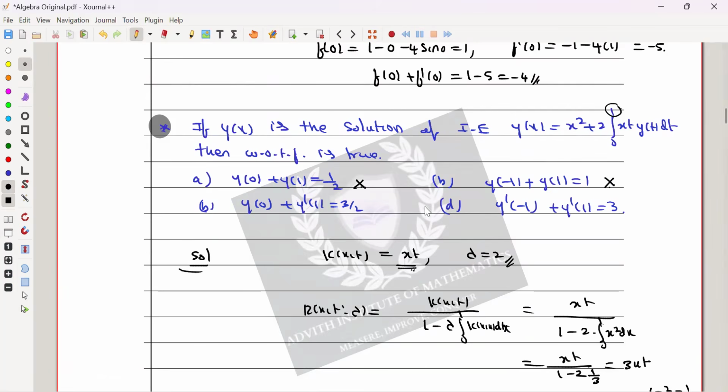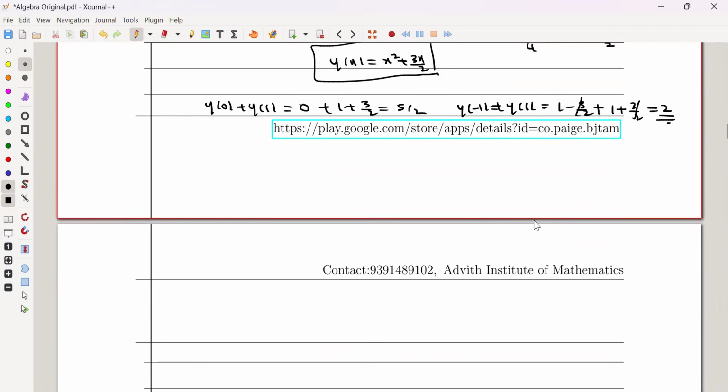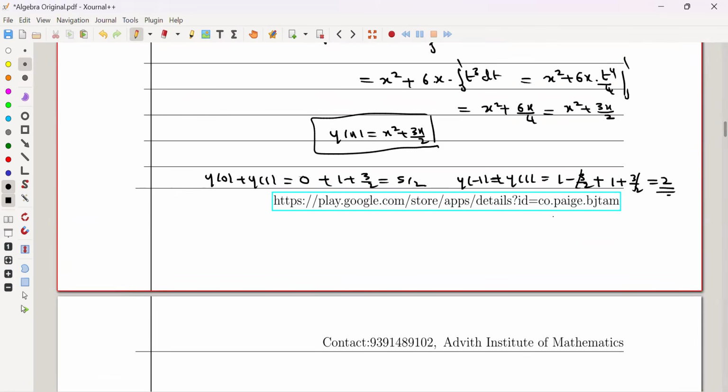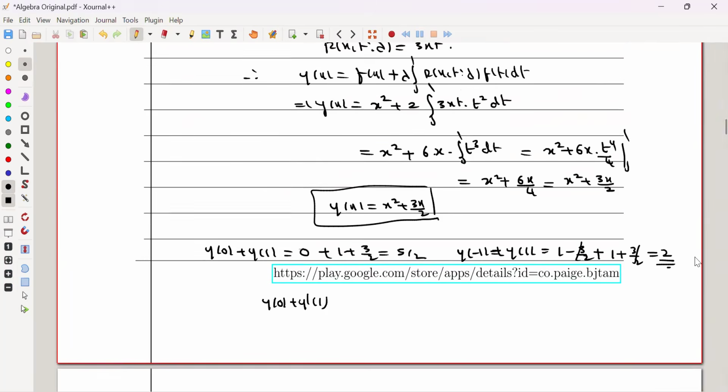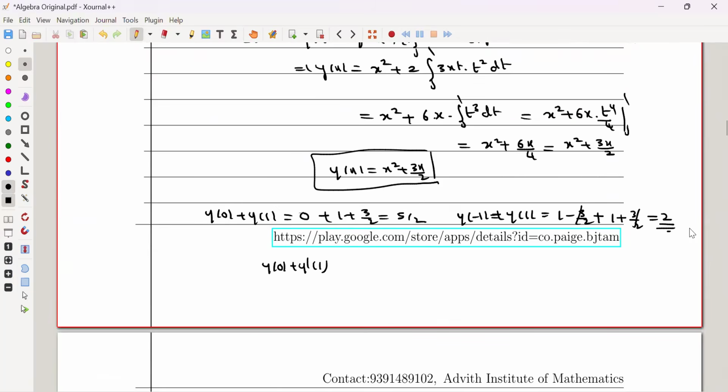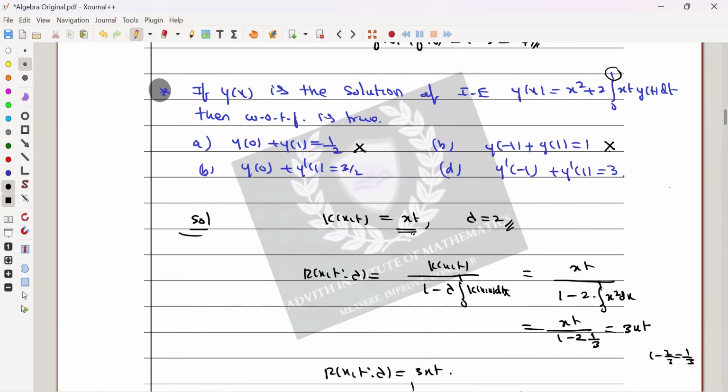Y of 0 plus y dash of 1, sir. Y of 0 plus y dash of 1. Y of 0 is 0, plus y dash of 1. So what is y dash? It is 2x plus 3 by 2. So y of 0 is 0 plus y dash of 1, substituting x equal to 1, we get 2 plus 3 by 2, which is equal to 7 by 2. So option C is also false.